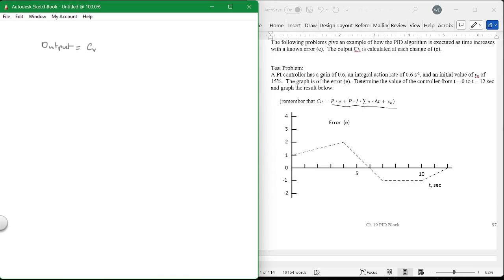And if you can understand what is going on here, you can actually predict what this formula is going to be doing, okay? So what if I give you this variable and this variable and this variable, and this graph, can you graph the output? This is the error. Can you graph the output? And you should be able to do that, okay?